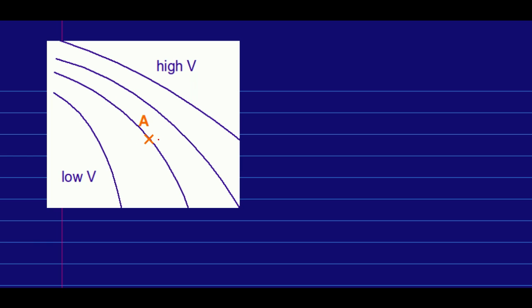So here's a point A where we wish to know the E field, and let's say we know the potential in this region. So here's a schematic set of equipotential curves, and it's high potential over here and low potential over here. So we know in this diagram the E field would be pointing perpendicular to the equipotential curves and from high potential to low potential.